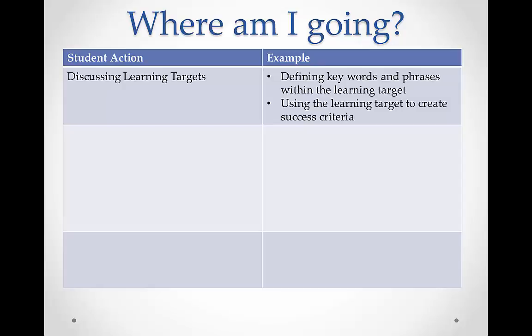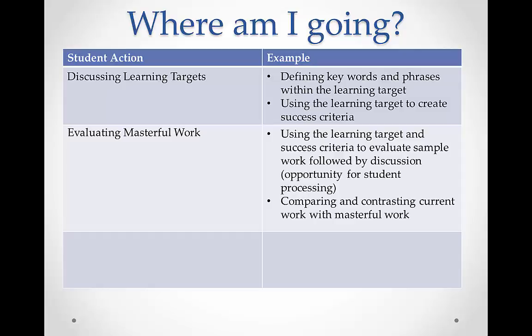Two of these examples involve defining key academic words within the learning target and also creating success criteria for the learning targets. These are processes that should not be done by the teacher in isolation, but a joint effort to help students construct their own understanding of mastery. Students should also be evaluating masterful work. The language and learning targets for students is often too ambiguous and abstract to imagine what quality work looks like. Simply providing opportunities to discuss masterful work and comparing to current work can do wonders to help students see where they're going in their learning.